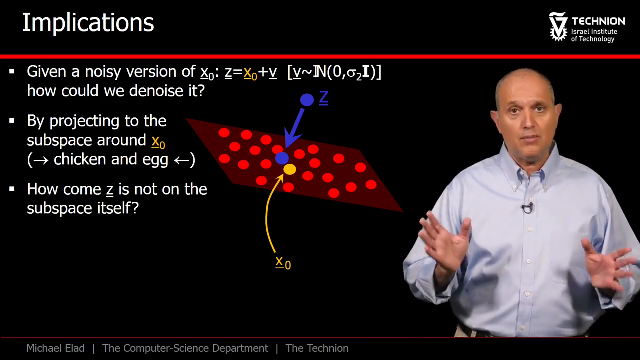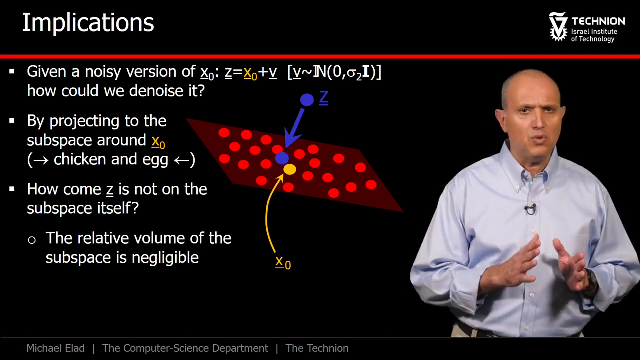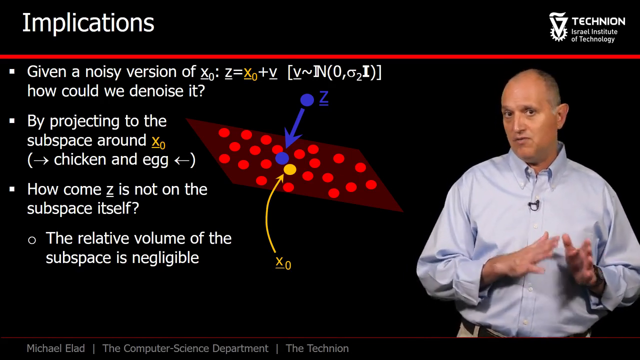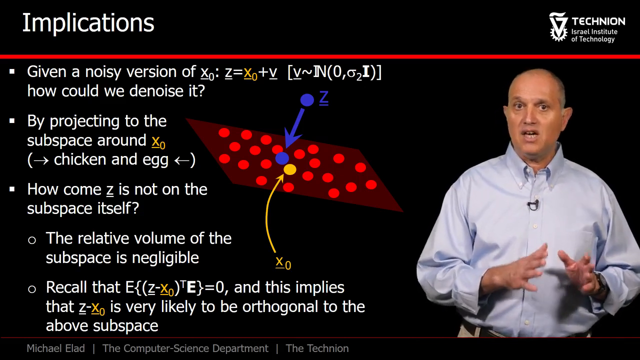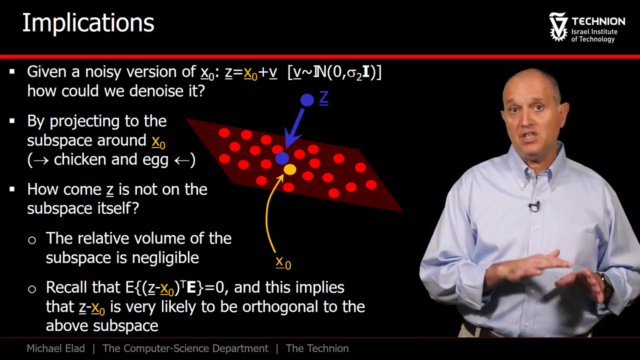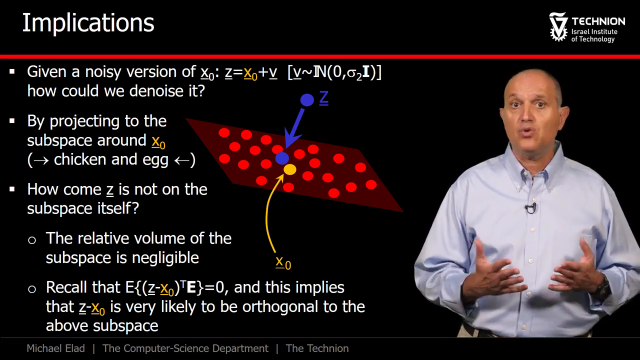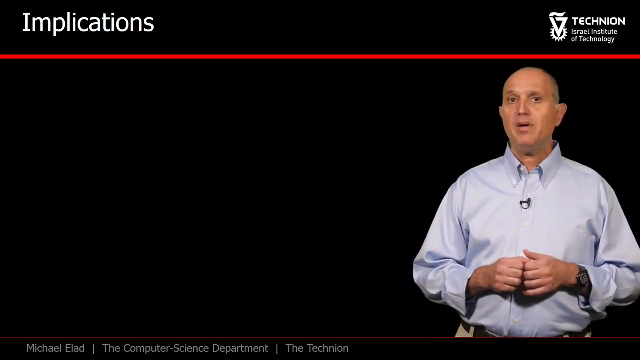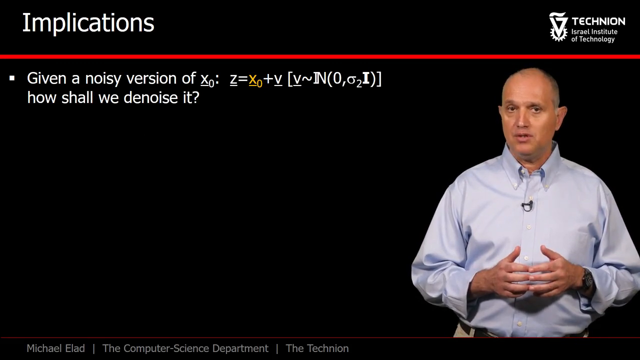Two reasons come to mind. First, the relative volume of the subspace is so small compared to the rest of the space that the probability for this to happen is virtually zero. Secondly, we know that the noise is uncorrelated with x0 and its neighbors, and geometrically this means that with high probability it is orthogonal to this subspace. So back to our story. We aim to denoise z, and the question is how to do it.